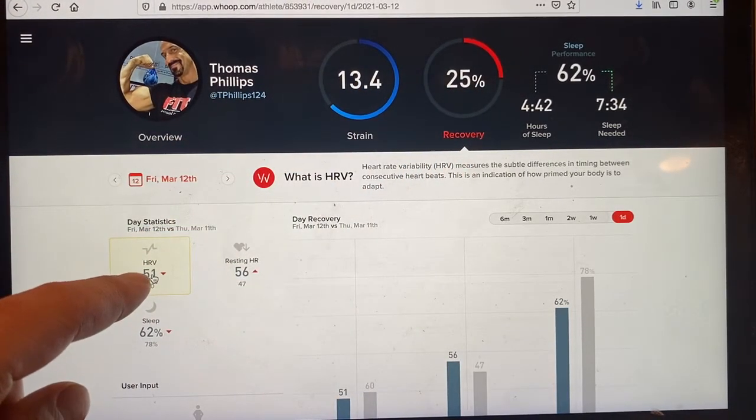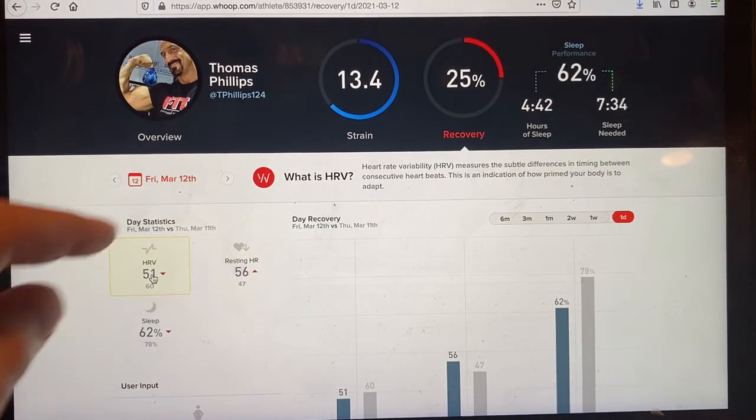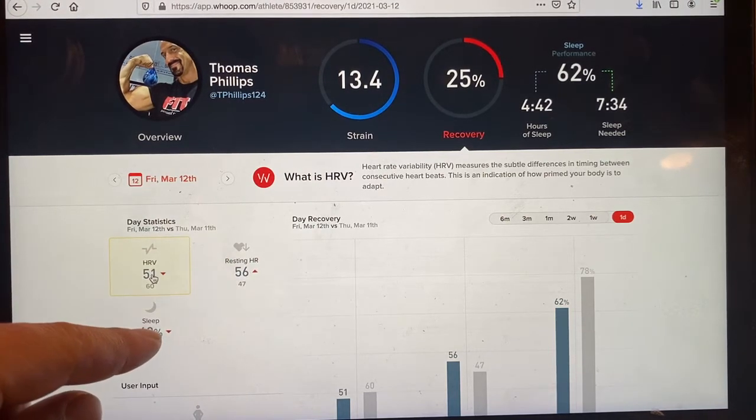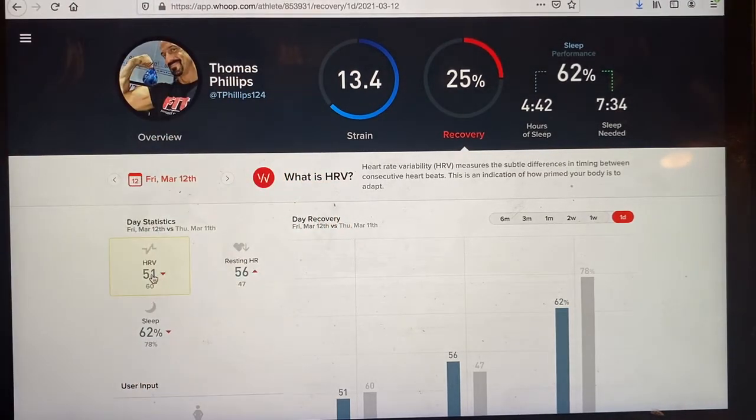It's the heart rate variability I want you to pay attention to. Pay attention to your resting heart rate. Pay attention to your sleep, which we'll go over. Pay attention to your respiration rate, which I'll explain how to improve as we go forward.